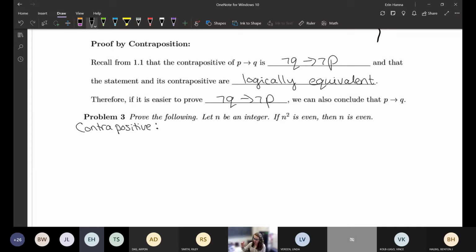Anyway, the contrapositive of this. So our initial statement is, if n squared is even, then n is even. So we need to flip them around and negate them. If it's not even, it's going to be odd. So our contrapositive would be, if n is odd, then n squared is odd. So flip the hypothesis and conclusion, and negate them.